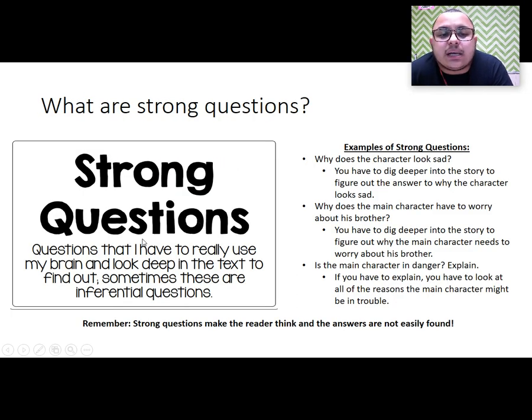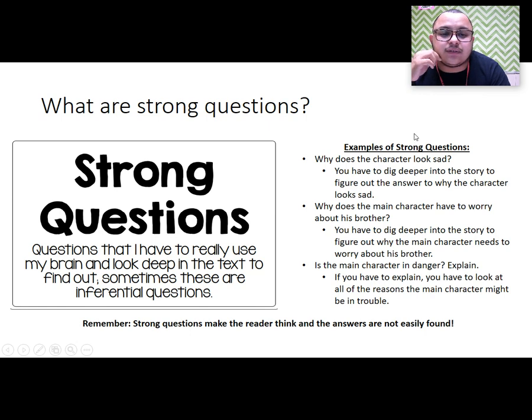So we're going to be learning about 2 different kinds of questions today. We're going to be learning about strong questions and simple questions. So what are strong questions? Well, strong questions are questions that I have to really use my brain and look deep in the text to find out. Sometimes these are inferential questions, so you're going to have to infer or use your reader brain, which you already know, with what you're reading, to come up with the answer.